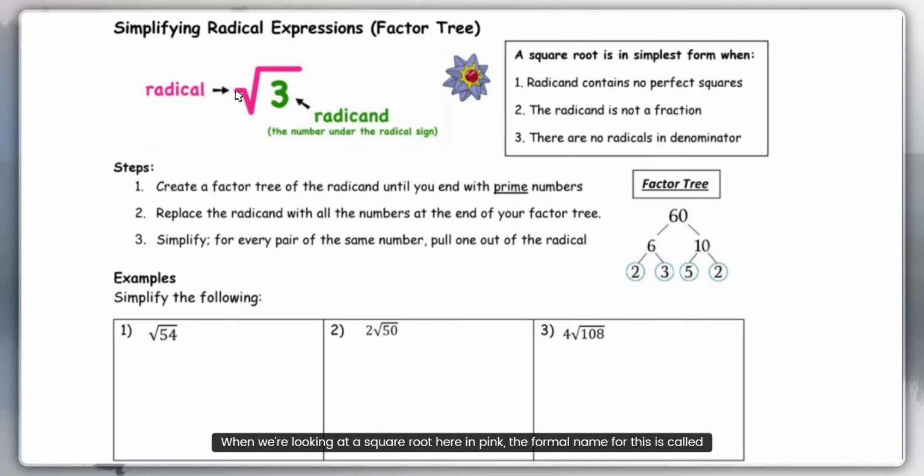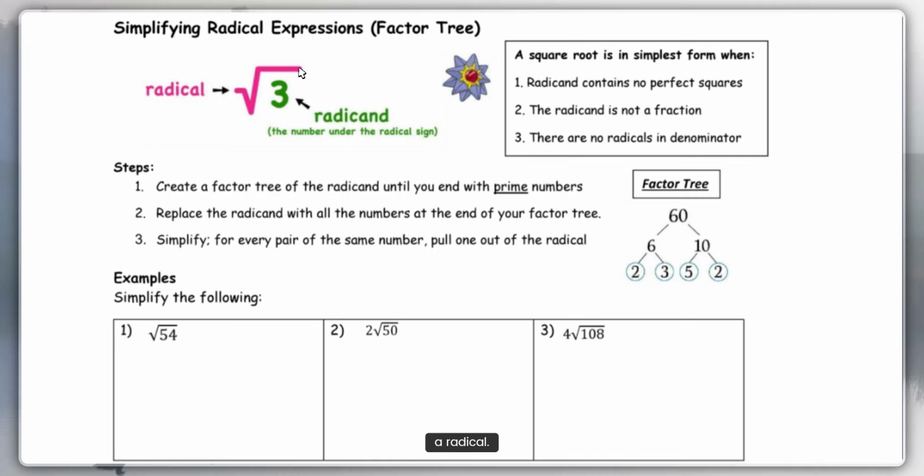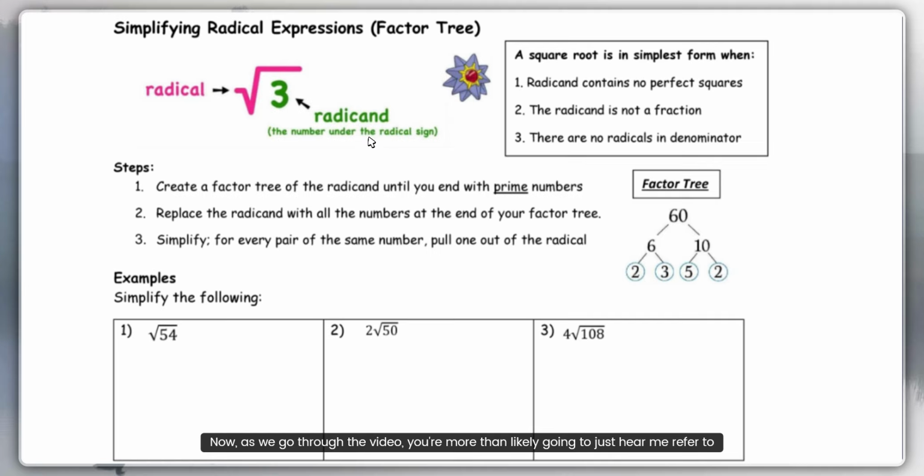When we're looking at a square root here in pink, the formal name for this is called a radical. And the number underneath there in green, we call that the radicand. This is the number under the radical sign. Now, as we go through the video, you're more than likely going to just hear me refer to that as the number under the square root.